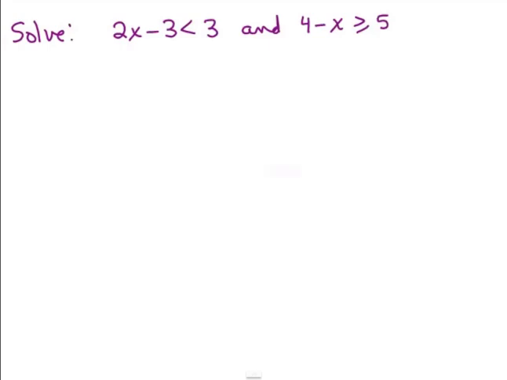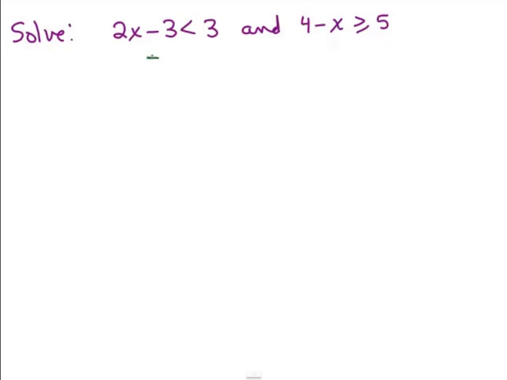We're going to solve this compound linear inequality. So we have 2x minus 3 is less than 3 and 4 minus x is greater than or equal to 5. So what we're looking for are the solutions that work in both inequalities. So we'll solve one at a time here.